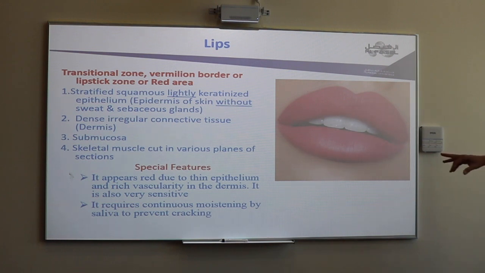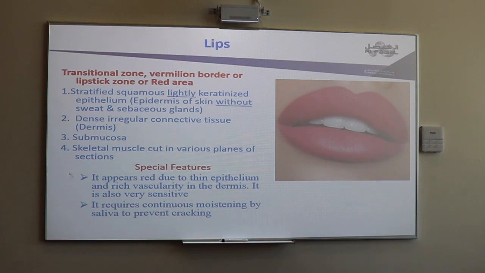Now, important points, special features. Even if we don't apply anything, naturally, our lips or this lipstick zone is pinkish. Naturally, it's pink. There are two histological reasons for this pinkish color. Number one, because the epithelium is thin, and the underlying lamina propria is very vascular.